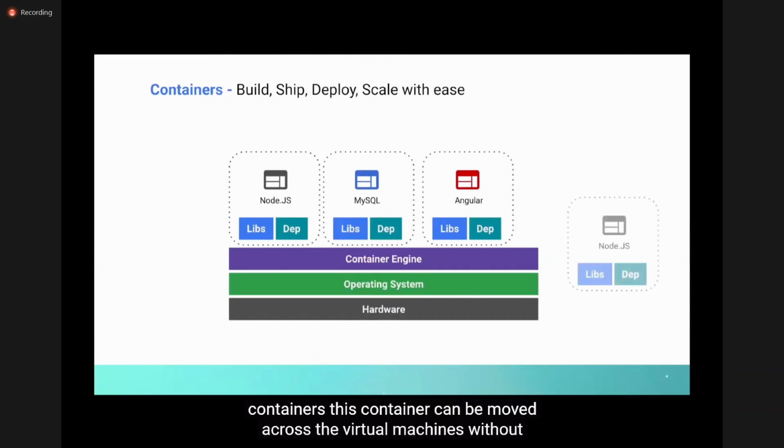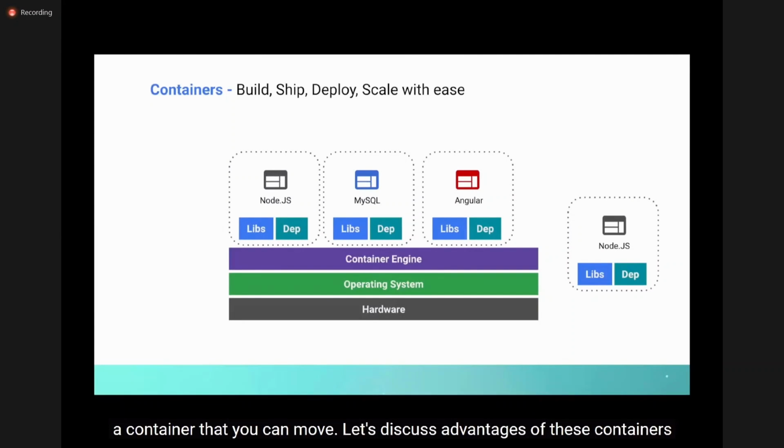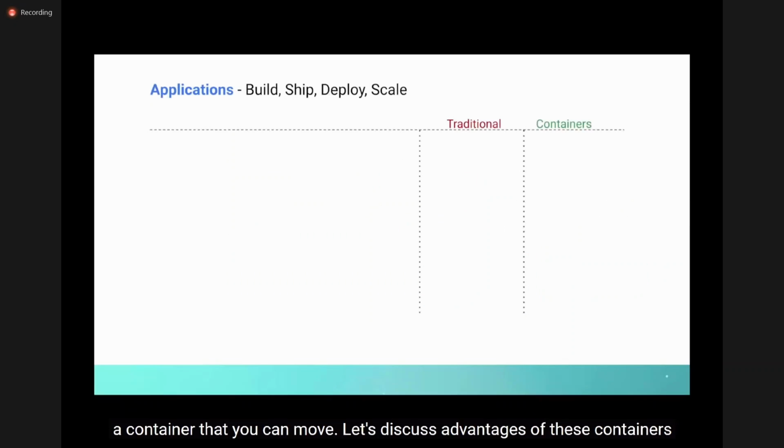So you can have different containers. These containers can be moved across the virtual machines without worrying about the underlying dependencies that the application needs to run, because everything the application needs to run is packaged as a container that you can move around. So what are the advantages of these containers?